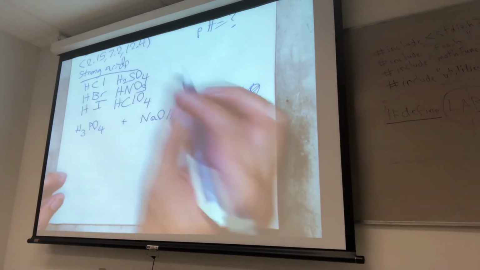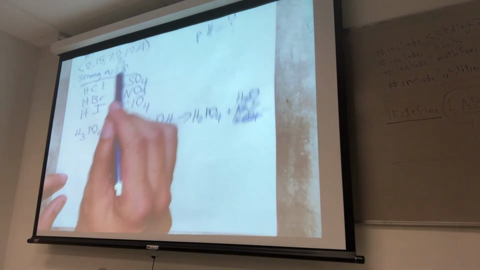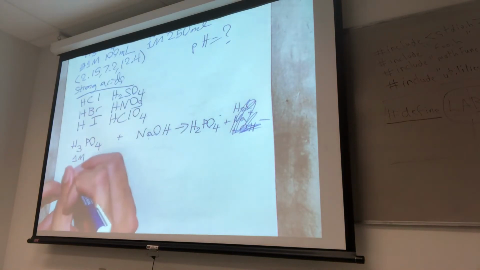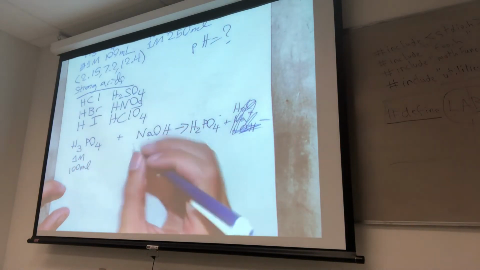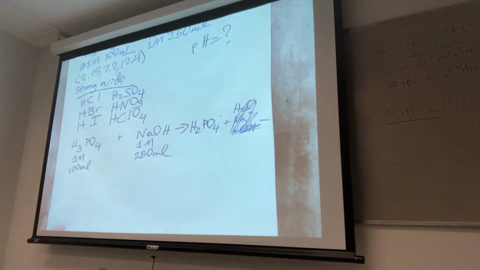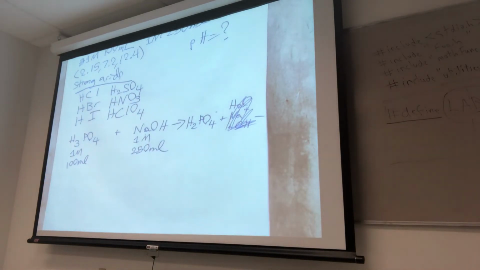Let's fill in the information. So, 1 molar, it's a little cut off here, 1 molar at 100 mL of this, and 1 molar at 250 mL of this. We can't do stoichiometry with concentrations.